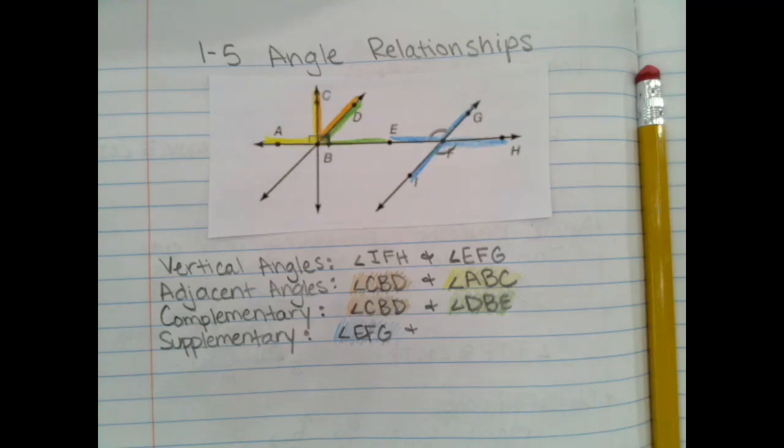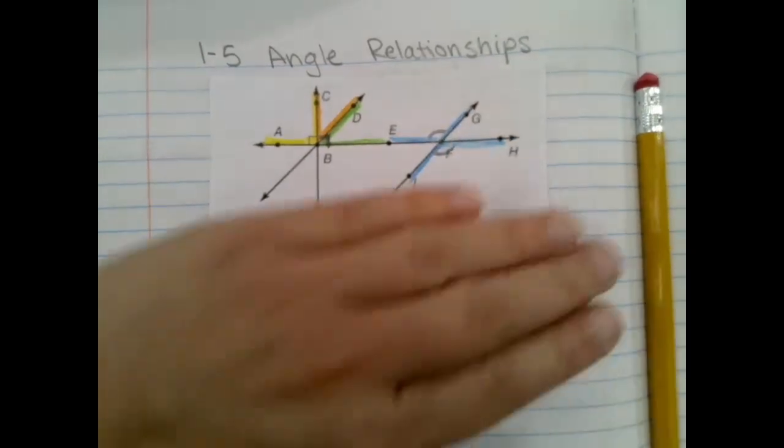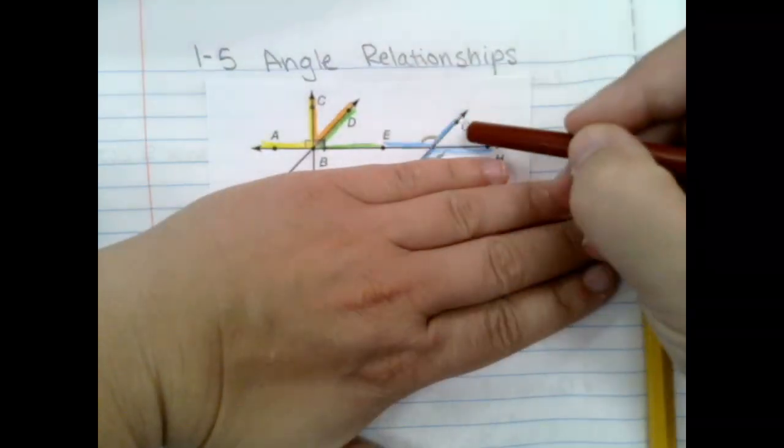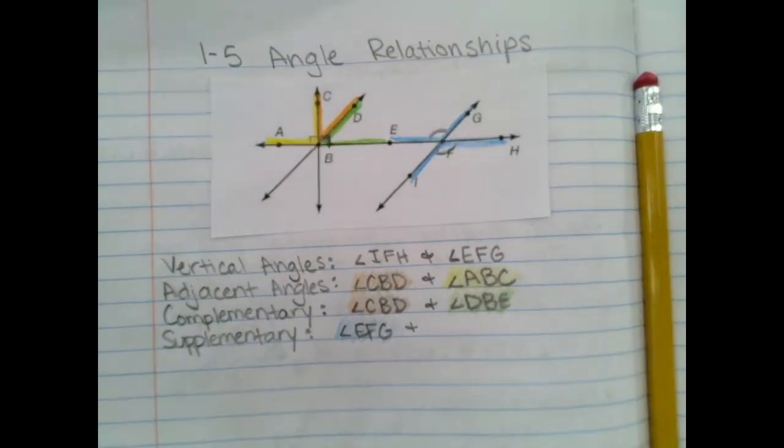What angle would be supplementary to angle EFG? There's actually two answers here. We could do GFH. That would make that straight line going across these two together. What would be another answer to supplementary to EFG?